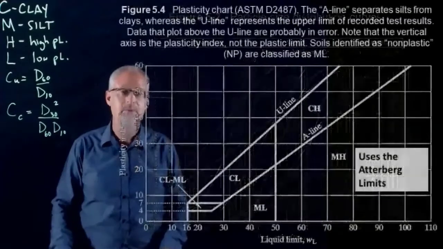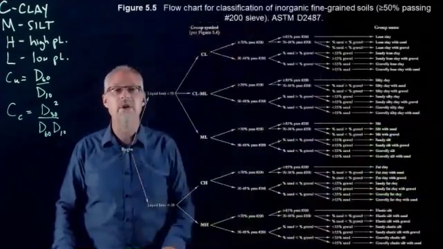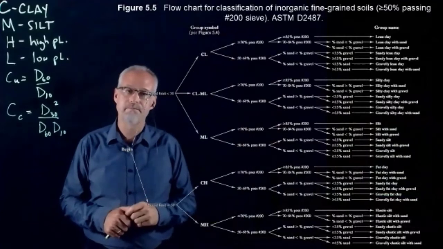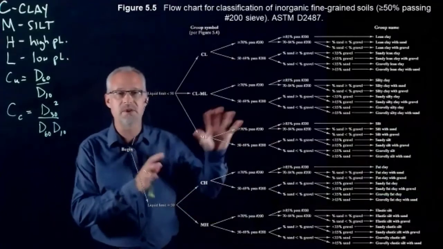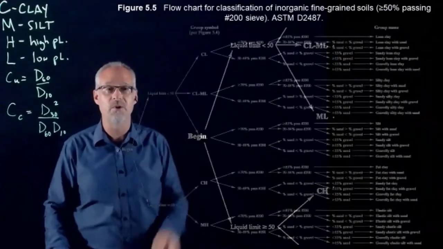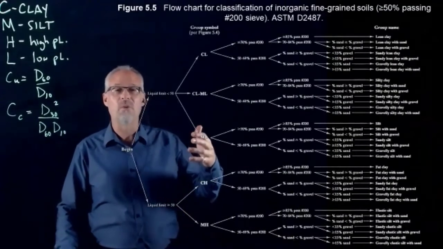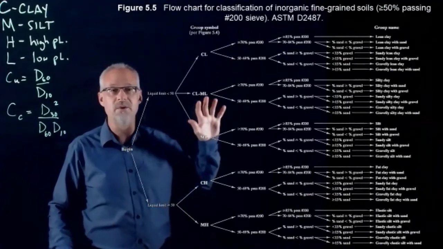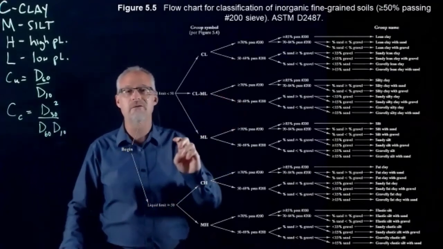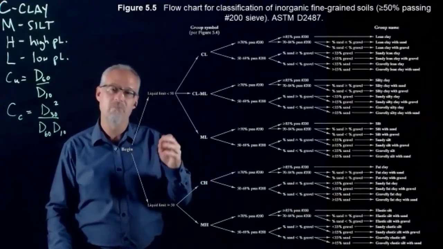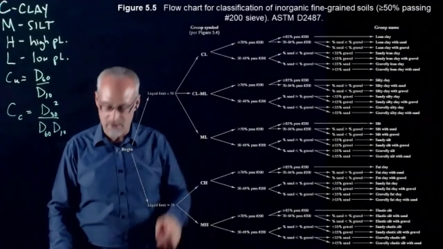Okay, and we would classify them using this particular flowchart. There are some nuances to this flowchart that we'll get into. So first assume that we're going to look at one of those three soils because they're the only ones that would apply to the classification of so-called inorganic fine-grained soil, basically silt and clay.